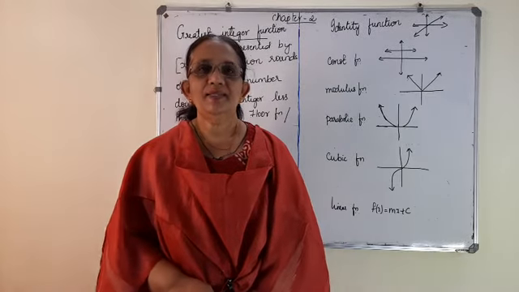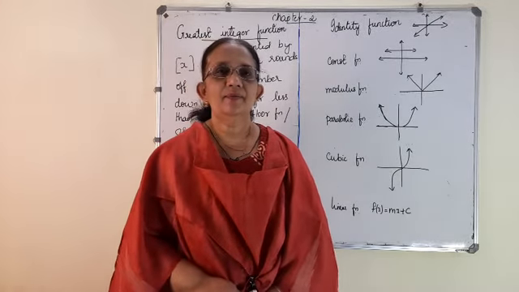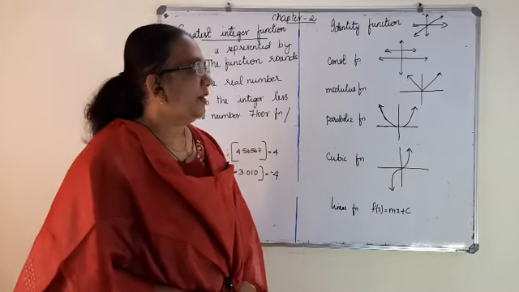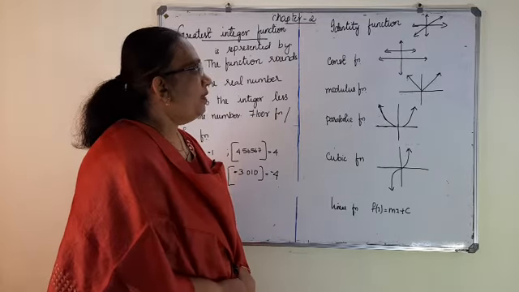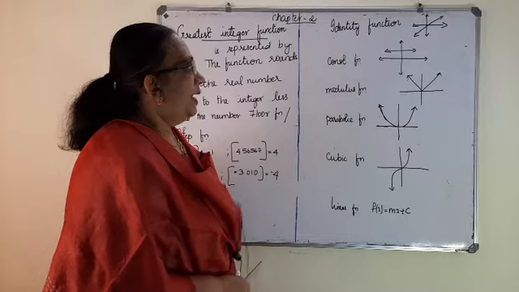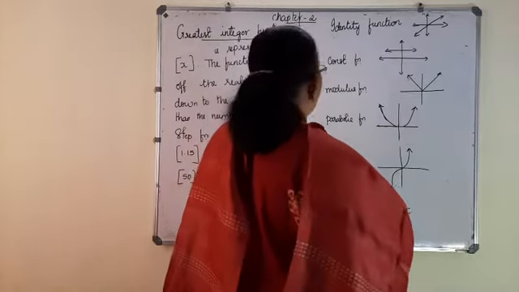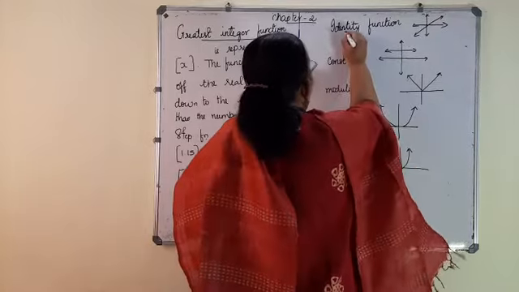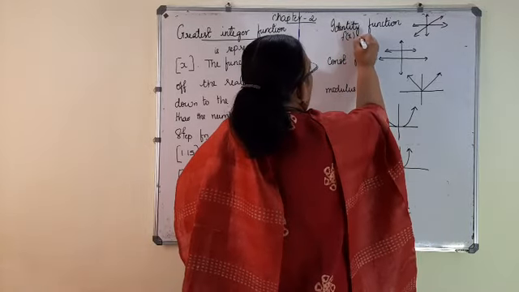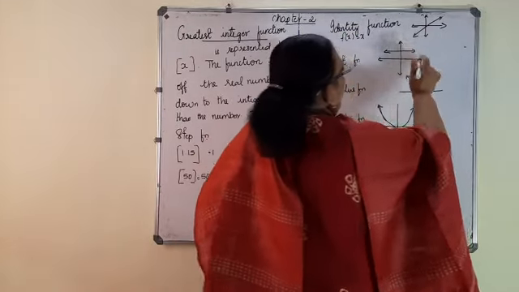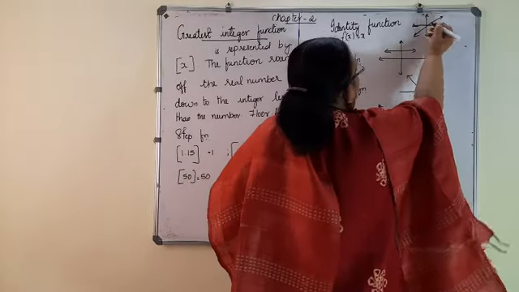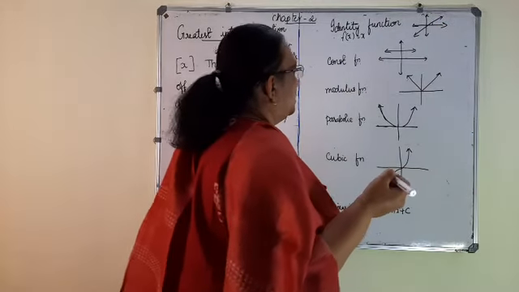Good morning, students. Let us come back to the class. Now we will just recall the functions we have already discussed. The identity function: f of x is equal to x, and the graph has a slope of 45 degrees with the x and y axes.